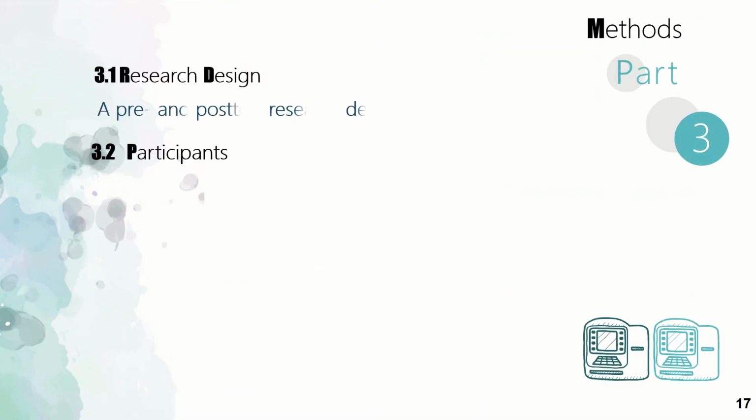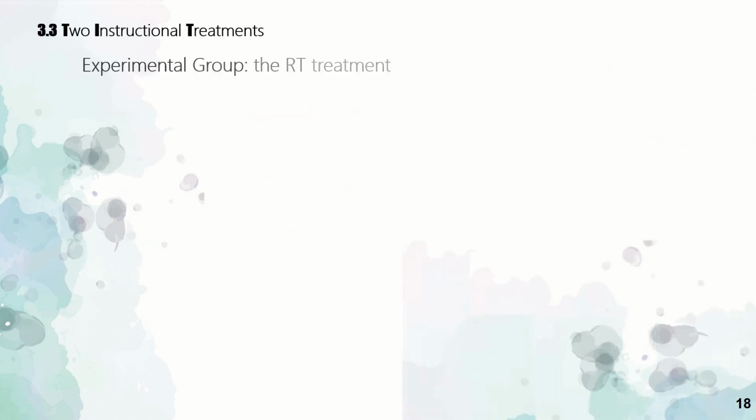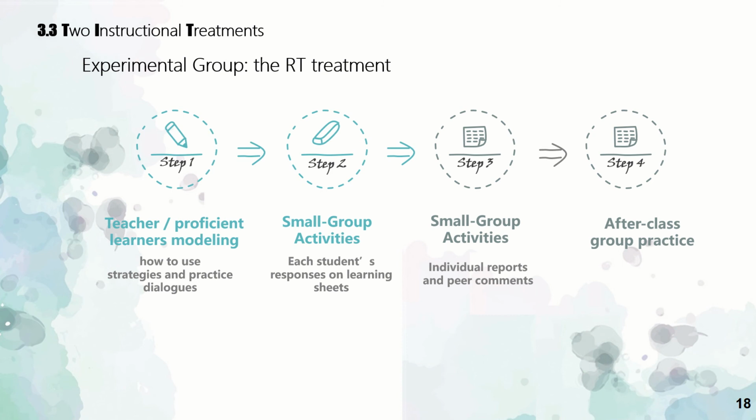The present study is a pre- and post-test research design. Two classes of undergraduate students joined the study. Their English listening proficiency was at an intermediate level. The two classes were randomly assigned to the experimental group and the control group. The experimental group was conducted with RT treatment. There are four steps. The procedure starts from teacher and proficient learners modeling.